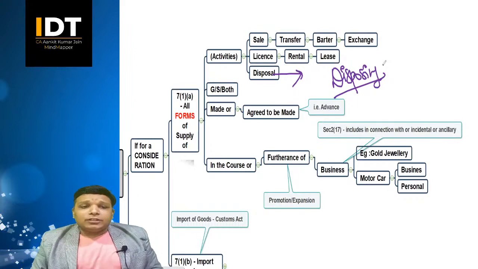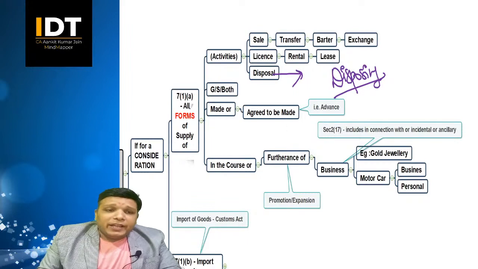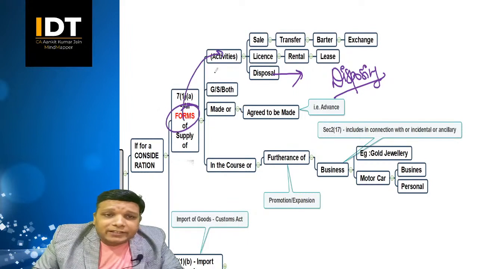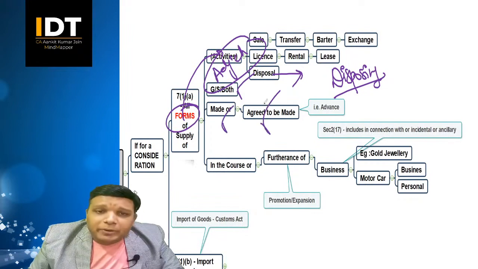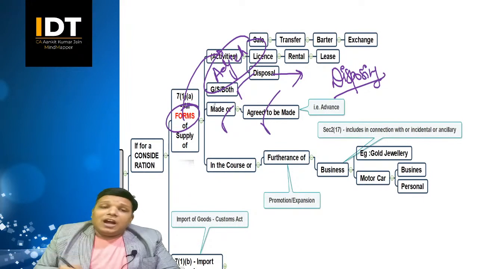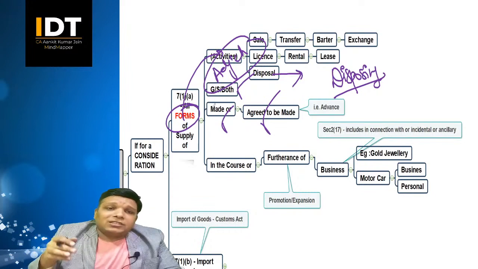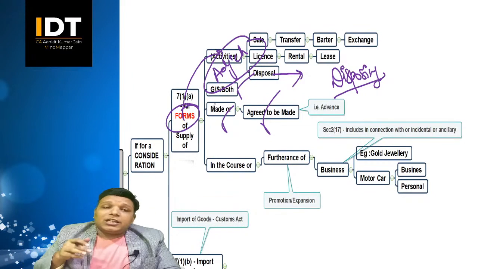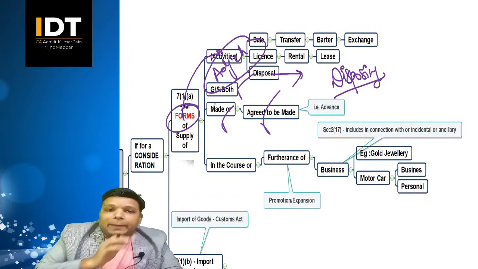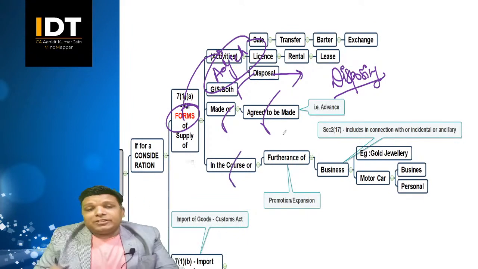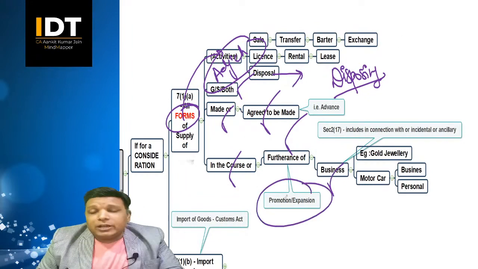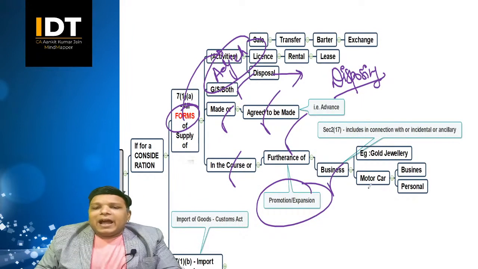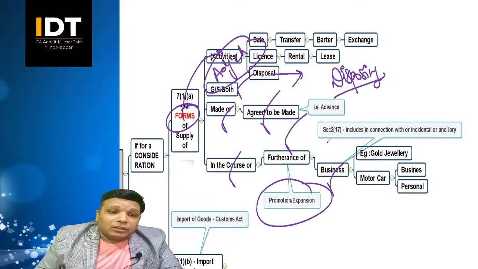I hope this is clear to you guys. So what we are trying to understand in section 7(1)(a) is all forms, that means all activities, all kinds of doing work, all kinds of activities on goods and services or both, made or agreed to be made, that means जिसको मैंने सामने सामने trade कर लिया या फिर I have taken advance and I am going to provide those activities later on, that means advance received will also be considered in the scope of supply, correct? In the course of, that means it is my routine business, or furtherance of my business, that is any kind of promotion activity, expansion activity, right? That for business is going to be classified in the scope of supply.